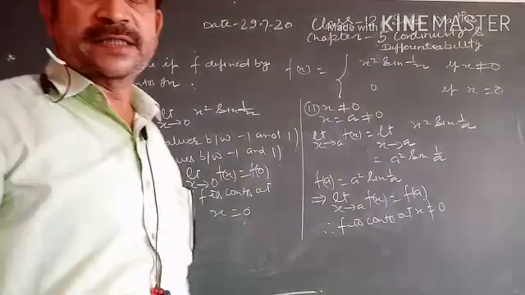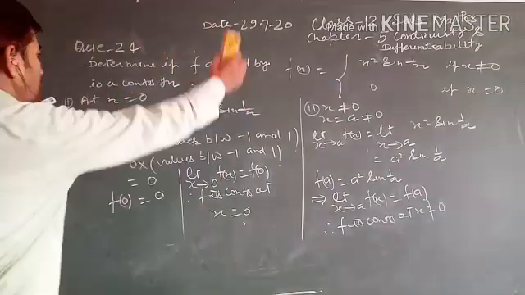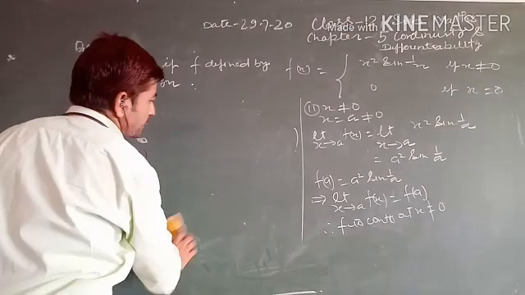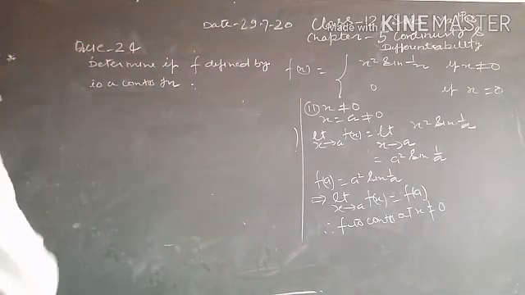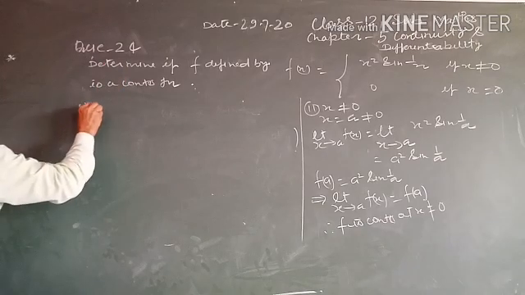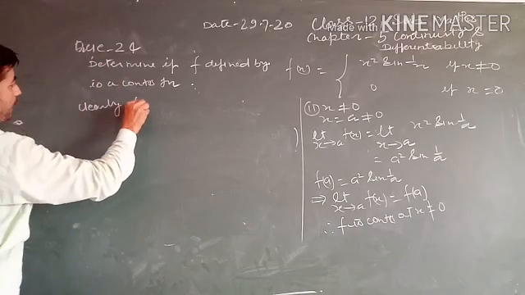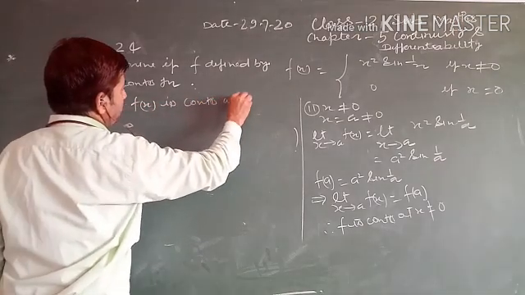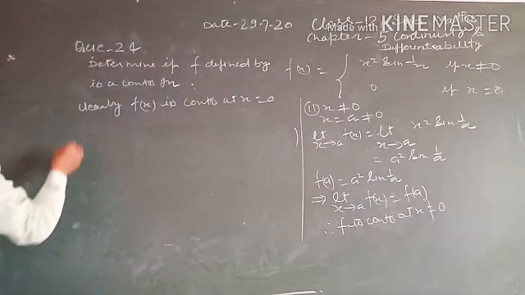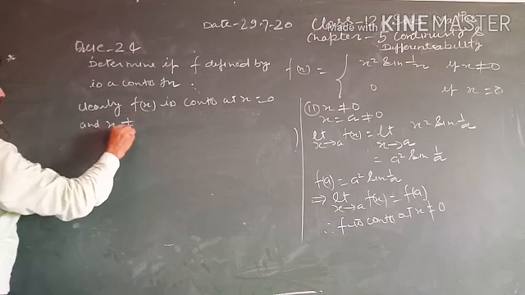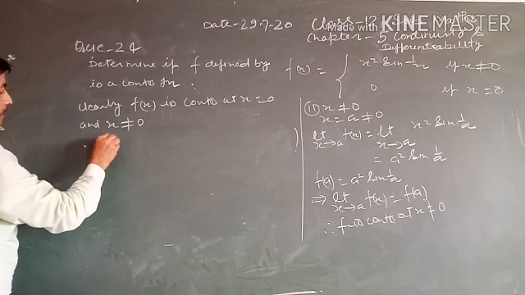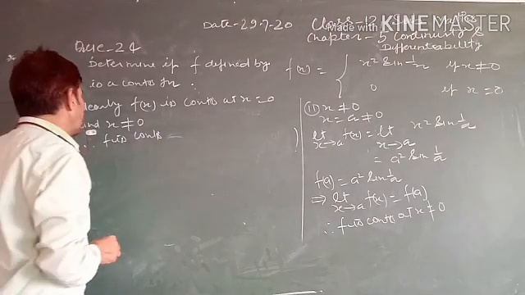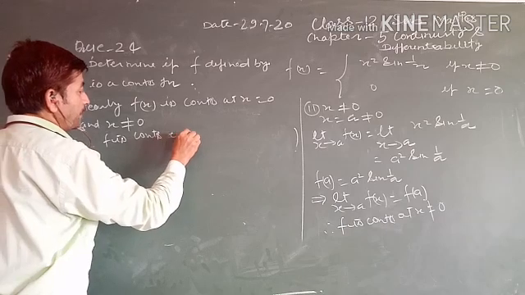Students, f(x) is continuous everywhere. That is, f(x) is continuous at x equal to 0. Clearly, f(x) is continuous at x equal to 0 and x is not equal to 0. Therefore, f is continuous everywhere.